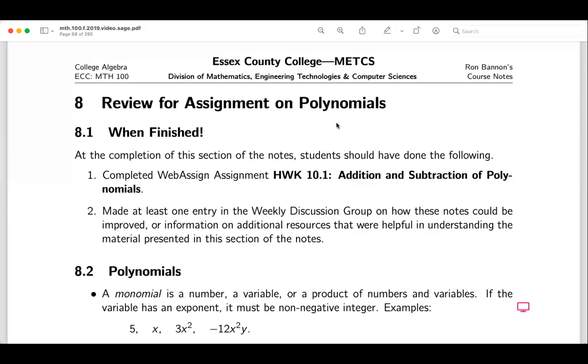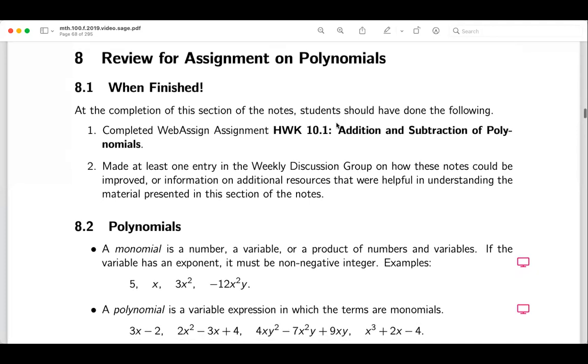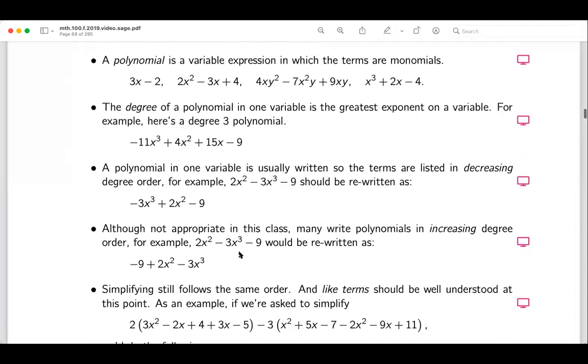Okay, we're in section 8, review for assignment and polynomials. We've completed the lecture material on this. Certainly we explained, or at least went over, much of this material that's in the notes. The expectation is you've gone back over that, read that material, and tried to make sense out of the course.